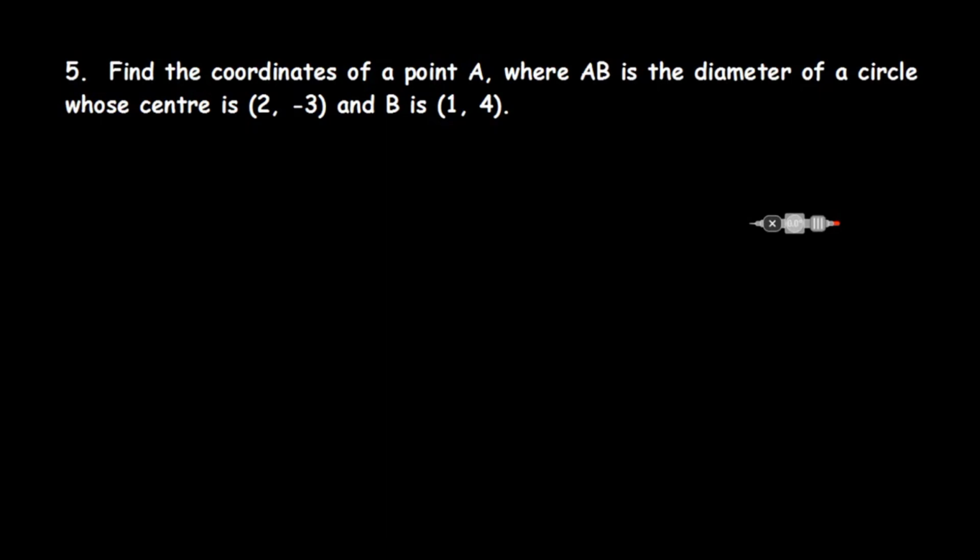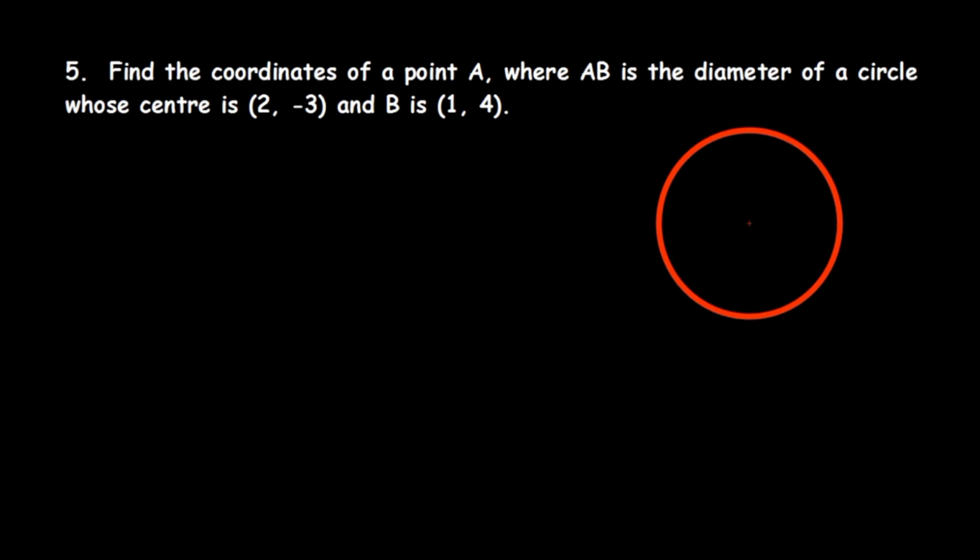So here is the next important question for the short answers: find the coordinates of point A where AB is the diameter of a circle whose center is (2, -3) and B is (1, 4). So first we should take a circle. Now you can observe here we have a circle.